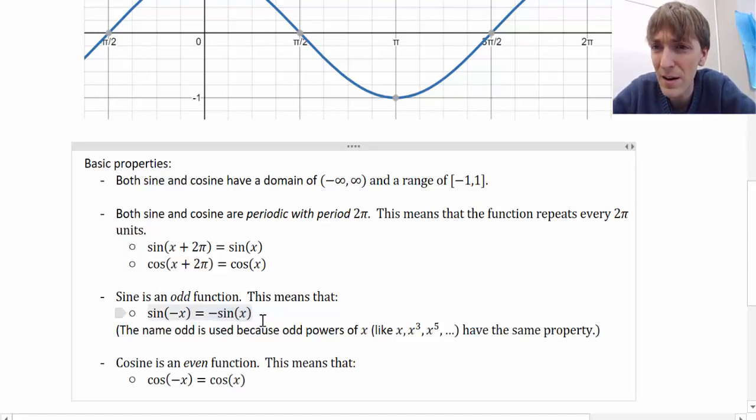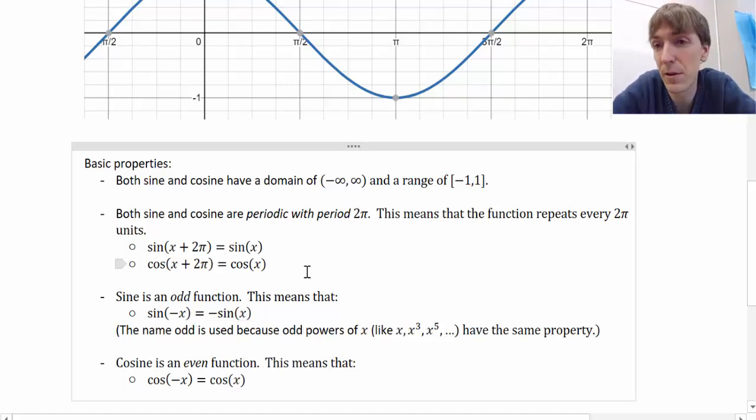Okay, so why do we call this odd? Because it's exactly the same property that odd powers of x have. So if you think about functions x, x cubed, x to the 5th, those polynomials, they all have this property that if you plug in negative x into x cubed, what you get out is negative x cubed, right? So they all have this odd property. That's where that name comes from. Okay.